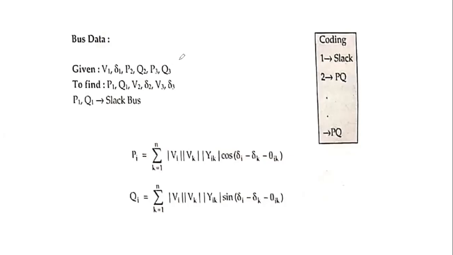Once we check those values, in the PV bus, what are the known terms? In the PV bus, the known terms are P and V. In the PQ bus, the known terms are P and Q.